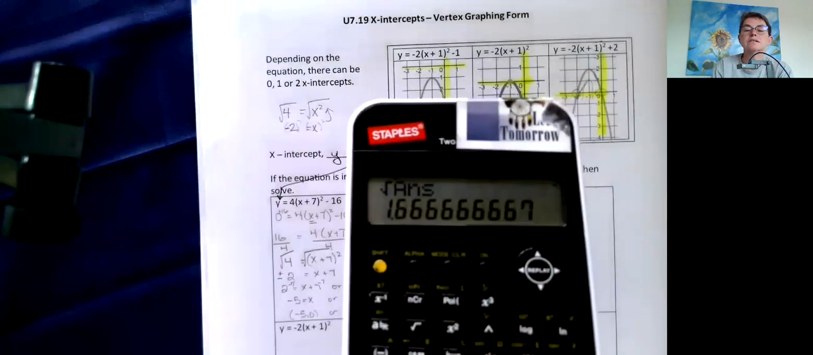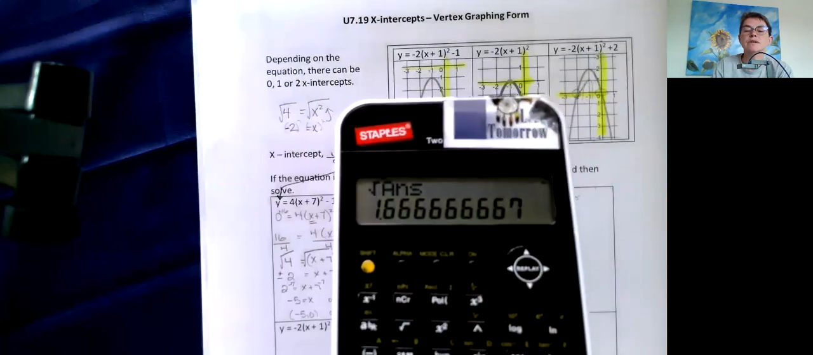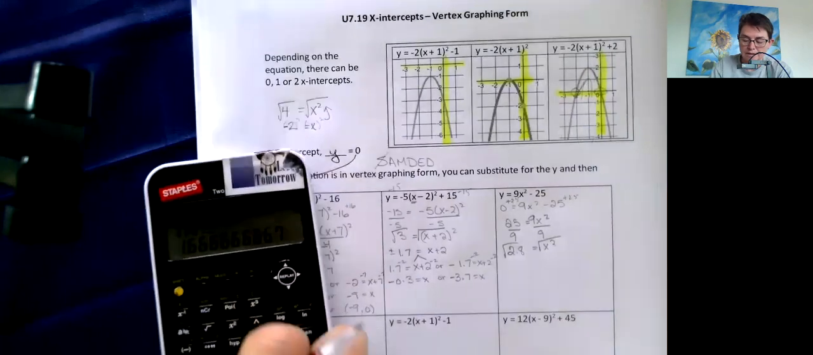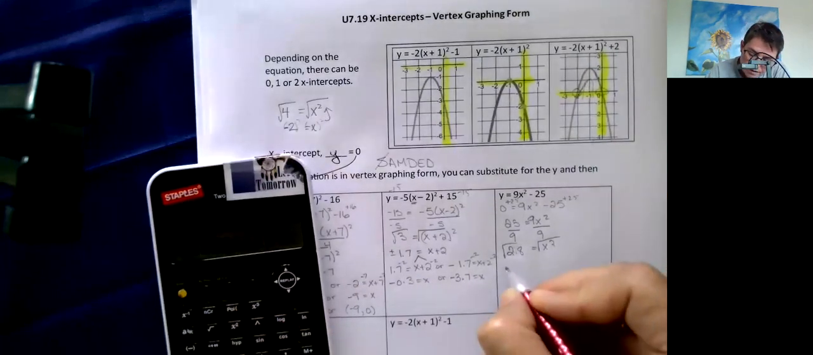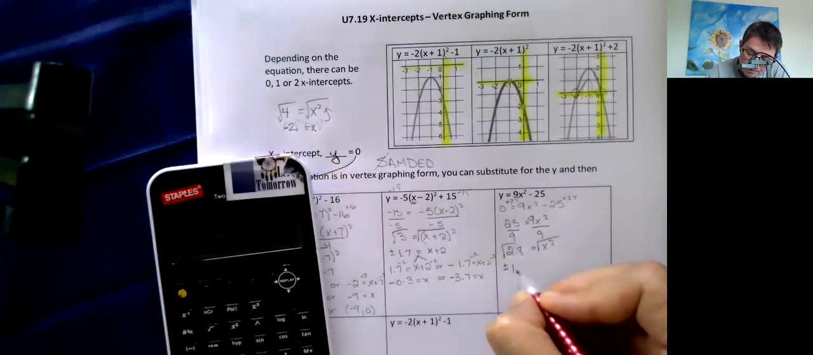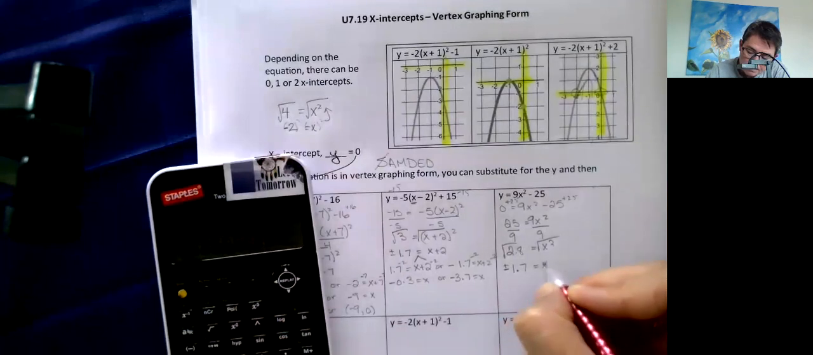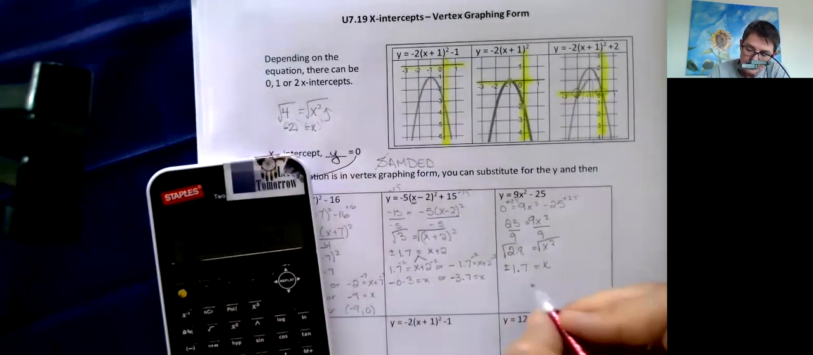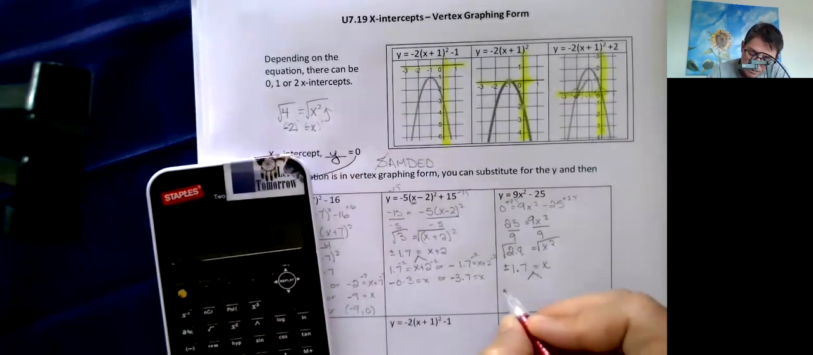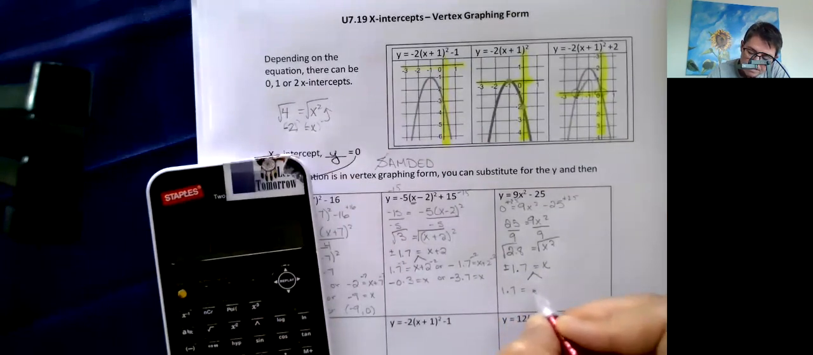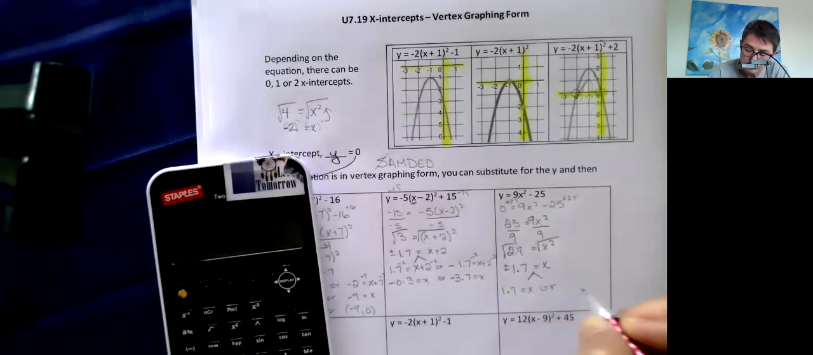You guys can trust me from now on. I'm going to stop showing you what the calculator shows me. So I got plus or minus 1.7 is equal to x. And now we do our split. So 1.7 is equal to x, or, oh, that's pretty easy. Negative 1.7 is equal to x.